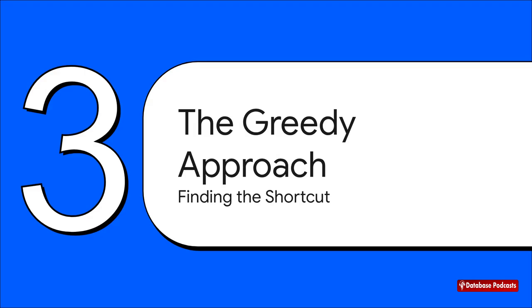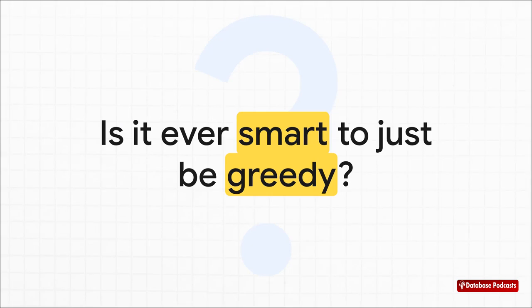Breaking things down is super powerful, but it kind of makes you wonder, is there an even faster way? A shortcut maybe? What if you didn't have to look at all the pieces and could just take the best-looking path at every single turn? Which leads us to a really fun question. Is it ever a good idea to just be greedy? Now, in everyday life, that word has some not-so-great connotations. But in the world of algorithms, being greedy means something very specific, and sometimes it's an absolutely brilliant strategy.